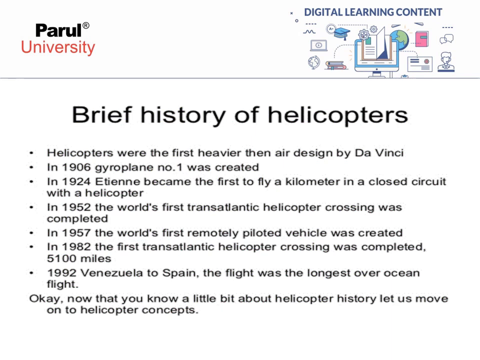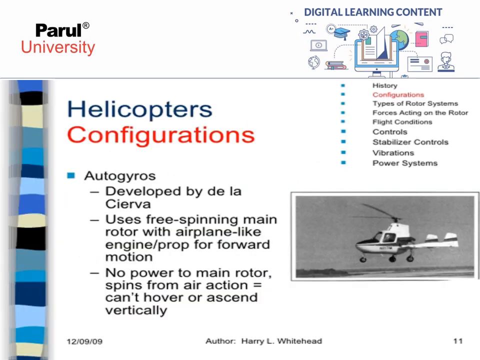Right now, okay, now that we know a little bit about helicopter history, let us move on to the helicopter concept. Before going to this slide, what is the helicopter configuration? First, we have to know the basic primary components of the helicopter. There are mainly five components. First is the airframe, fuselage, tail rotor, main rotor, engine and transmission, skid landing gear, engine, horizontal stabilizer. These are the primary components of conventional helicopters.